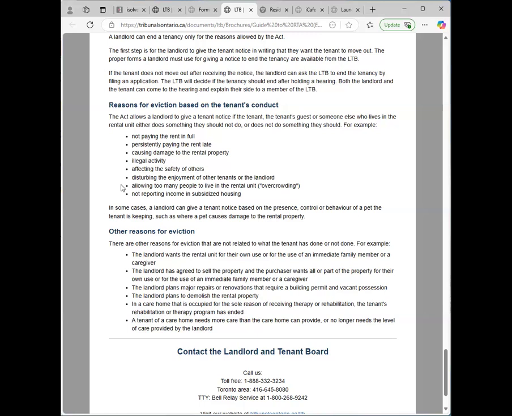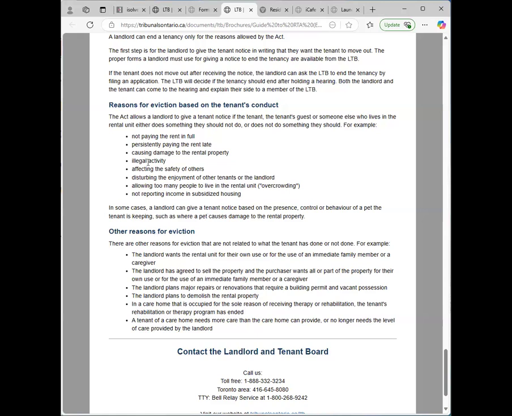But there are other reasons for eviction. The landlord wants the rental unit for their own use. The landlord has agreed to sell the property, and the purchaser wants it vacant for their own use, or for an immediate family member or a caregiver. Or the landlord plans major repairs and renovations that require a building permit and vacant possession, which we've had to do in British Columbia. And there are others in there.